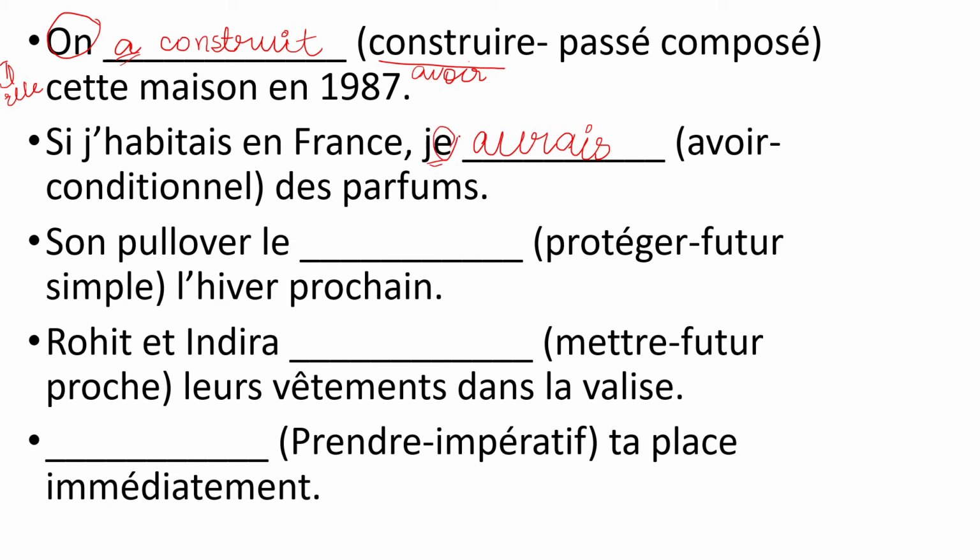Now again, can you see the clash happening here? Okay, so when you're rewriting your answer paper, you'll have to write it like this. J apostrophe a-u-r-a-i-s, sure. Okay, next one. Son pullover le dash.